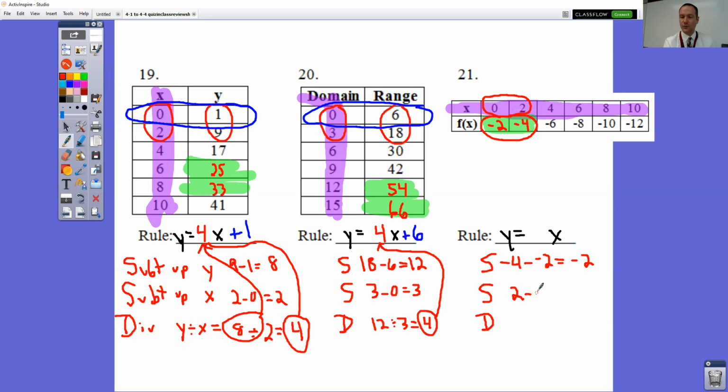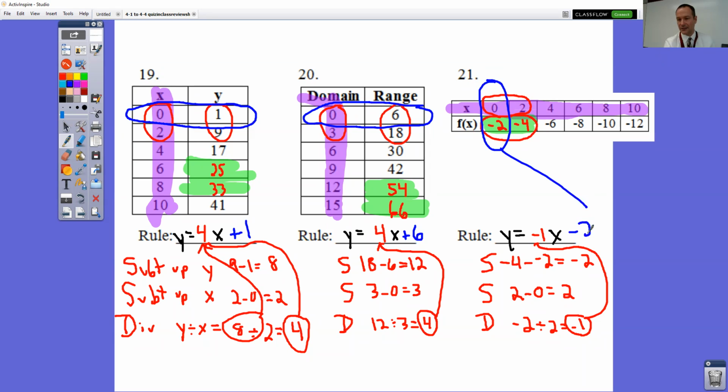Going up the x, we have 2 minus 0. 2 minus 0 is 2. And now you have to divide. Negative 2 divided by 2 is negative 1. That's the number that goes in front of your x. When x equals 0, y is negative 2. So you have a minus 2 here. And those are what your quiz questions look like.